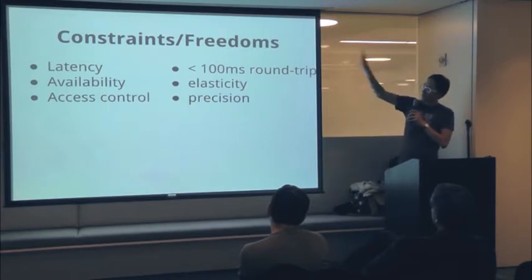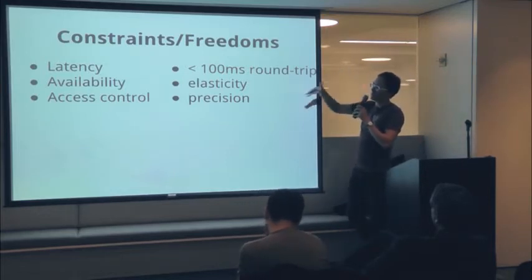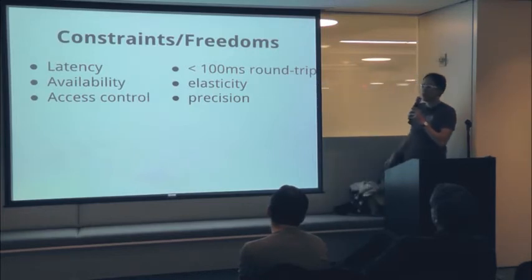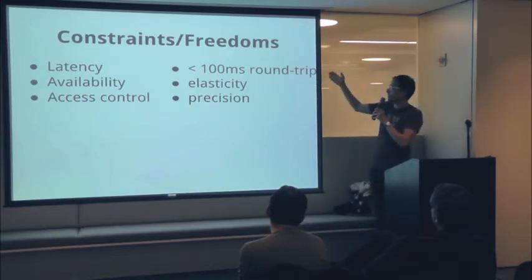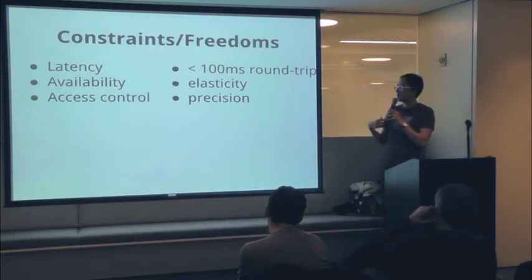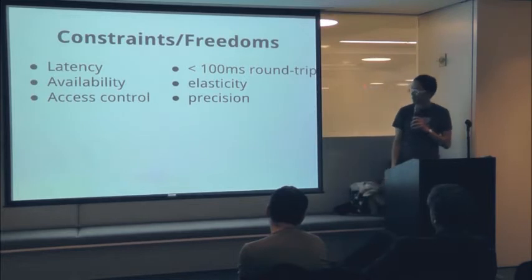So just having everything in one page. Constraints: latency 10 to 30 seconds roughly, always available, highly access controlled data. The degrees of freedom we have: I don't care about a 100 millisecond round trip, less than 100 millisecond round trip, or even less than a second really. I don't care about elasticity. It's a very predictable pattern of data we ingest. And I care about precision, but that's one thing I can give away, if in exchange for latency, I can trade precision.